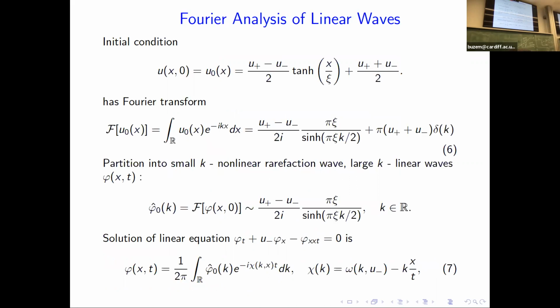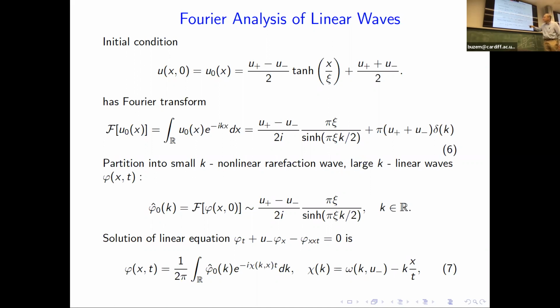Right, there's the initial condition. I take the Fourier transform and get these terms. There's a jump in the background, so that's that Fourier transform, and then this first term with a hyperbolic sine is the effect of the smoothing of the jump. We will partition into a nonlinear rarefaction wave for small k, and for large k, we get these linear waves. So for large k, this delta function goes away.